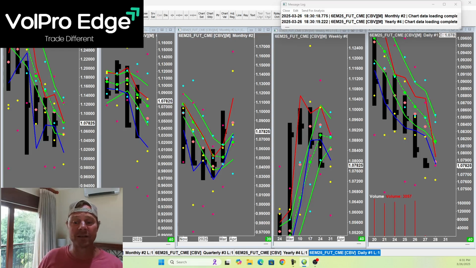Crude looks like a great short, just a great short, especially on the back of this dollar strength for sure. This dollar strength looks like it gives us more confidence in the short side on the indices, NASDAQ, ES. So really cool to see that.